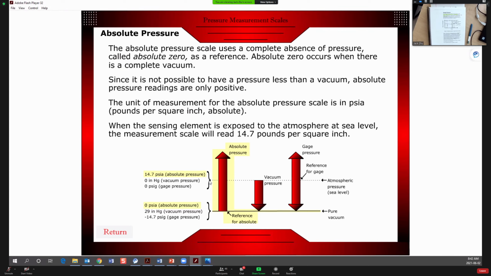On this drawing, you can see here is the atmospheric pressure. They give you 14.7 down here. The vacuum pressure is going down, absolute pressure goes up, and your gauge pressure is taken up from this reference point.